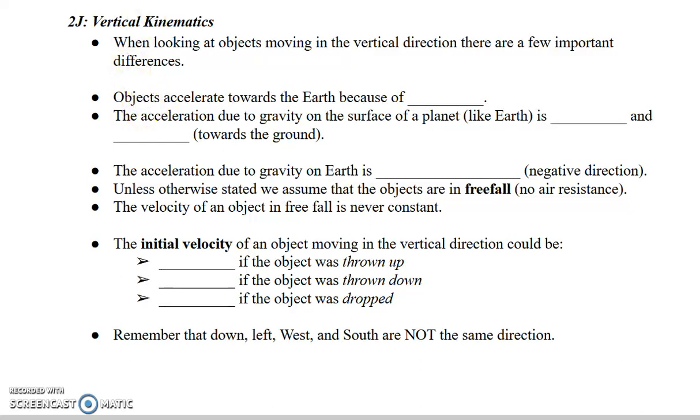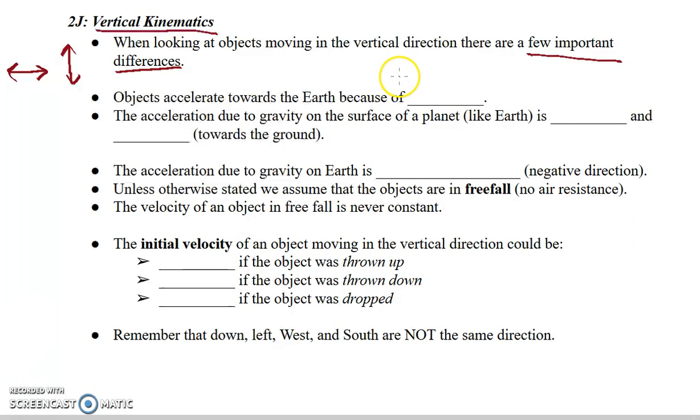Okay, we'll get started. In this section, we're going to be looking at vertical kinematics. What that means is we're going to take what we know about kinematics in the horizontal direction and apply that to up and down instead. We're going to use the same procedure and the same equations as in the horizontal direction, but there are a couple of key differences to keep in mind.